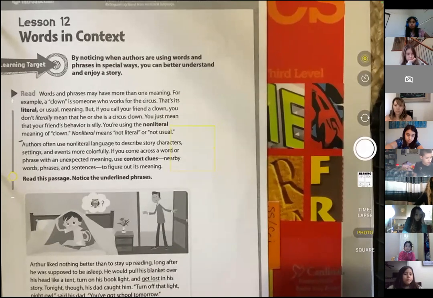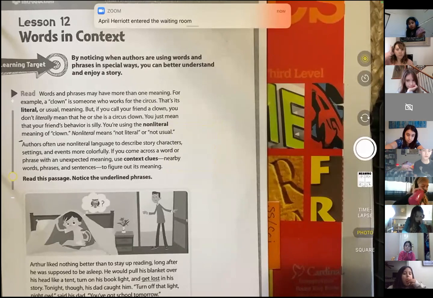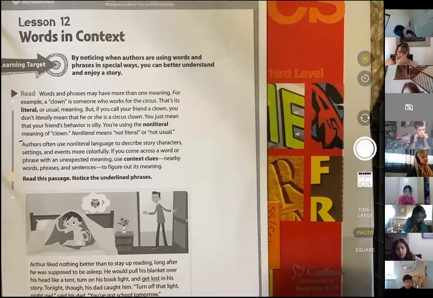Authors often use non-literal language to describe a story's characters, settings, and events more carefully. If you come across a word or phrase with unexpected meaning, use context clues, nearby words, phrases, and sentences, to figure out its meaning. Read this passage and notice the underlined phrases.